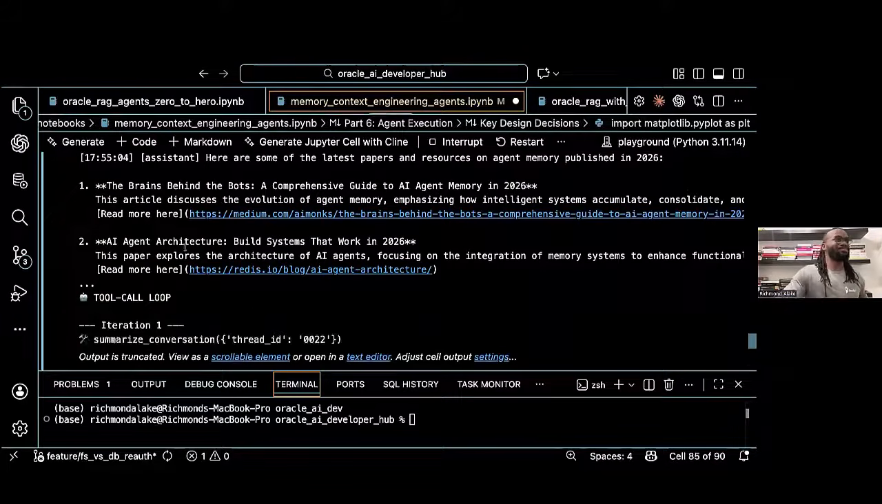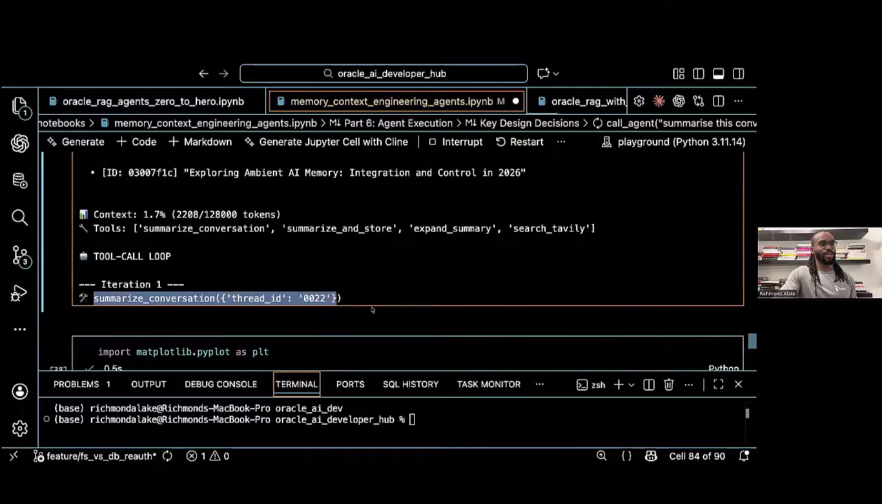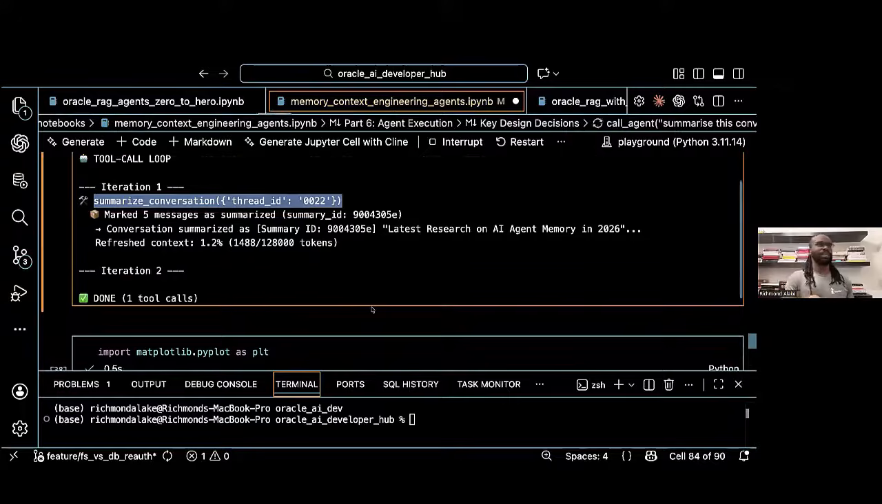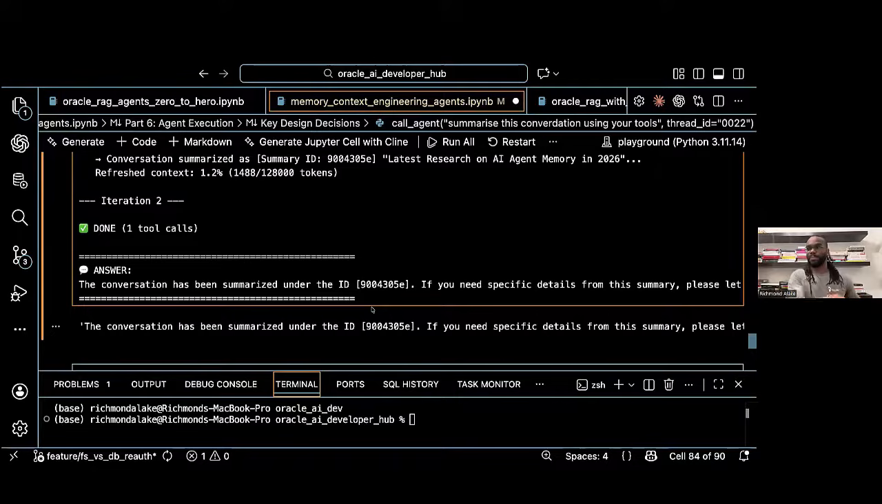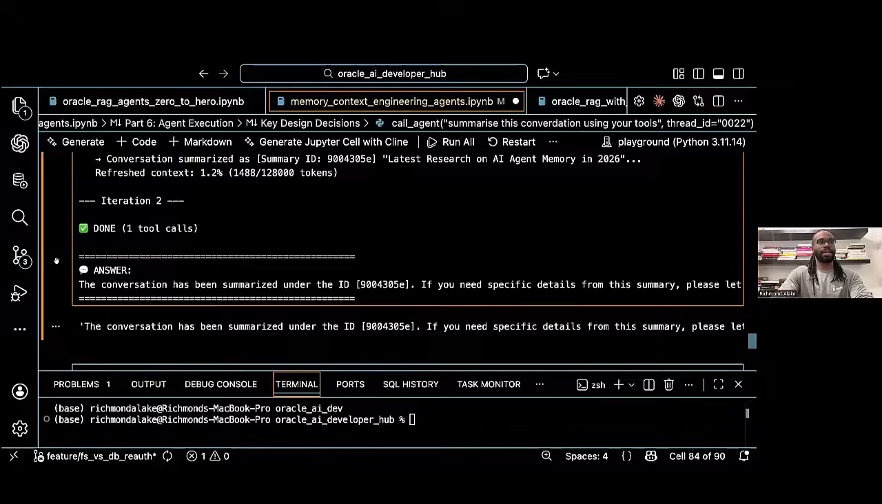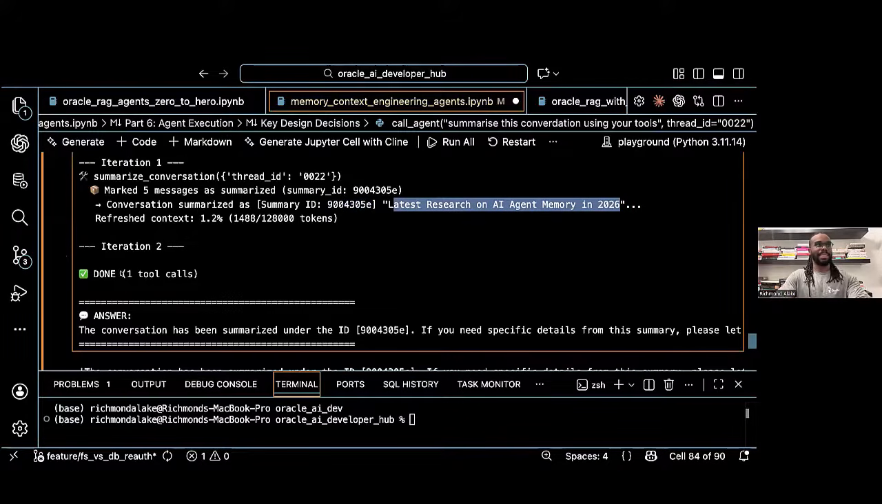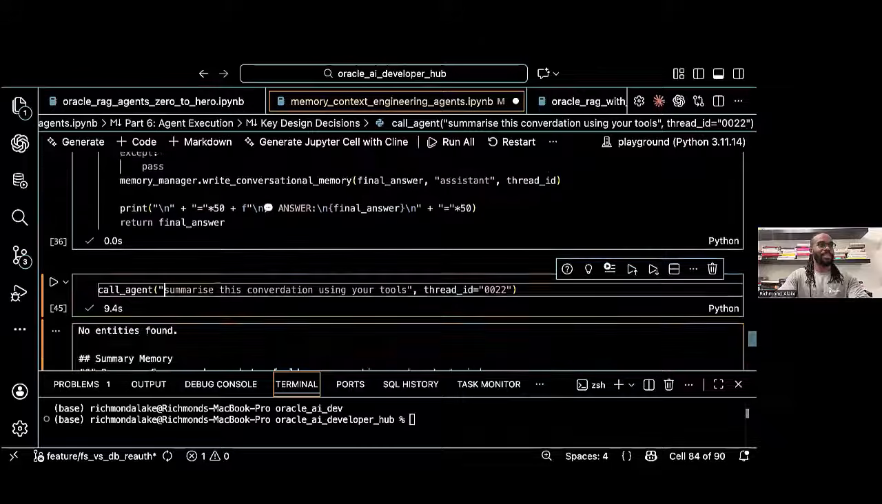Okay, we're going to see how we can use its tools, and you can see it's using its tool to summarize this conversation. Again, the agent can decide to do this by itself if it has an awareness of the context window and thinks, okay, I'm reaching a certain threshold, I'm going to summarize it myself, or you can just trigger it programmatically yourself. I'm just giving you an example where the agent has access to that tool and it can do it itself. So it's marked 5 messages as summarized, and it's giving us that ID, and it actually has this ID in there.